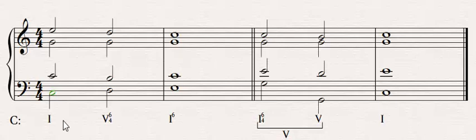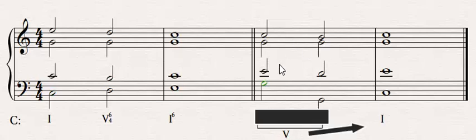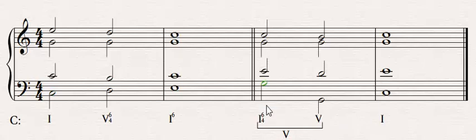Same deal with the second little snippet. We have 1 6/4 5 1. And we have the same issue here. We think that we see 3 different chords, but really functionally we're hearing 2 functions. We're hearing the big 5 and then the 1. So the 1 6/4 is not acting like a 1 at all. It's not functioning like a 1. It's just some sort of linear prolongation of that 5.